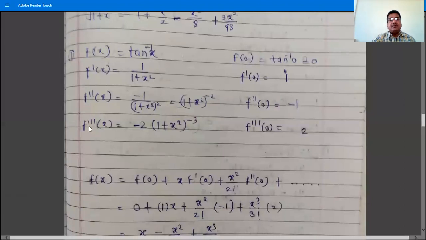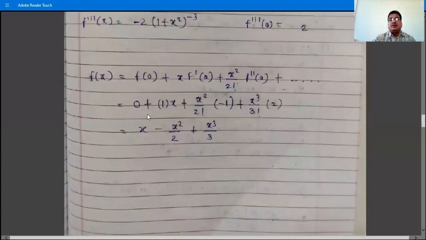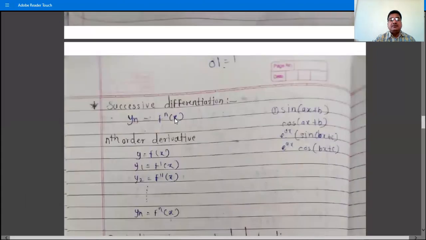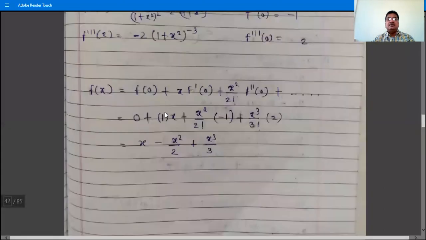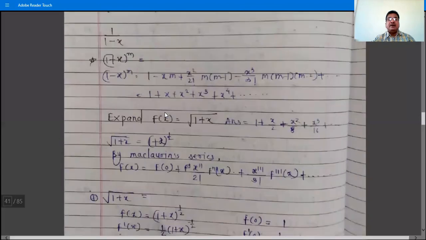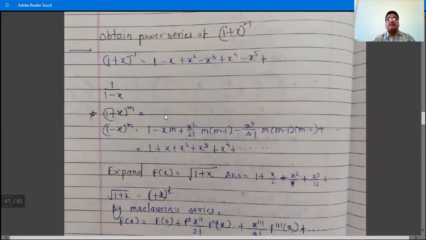Then obtain f'''(x) by using the u into v rule or u by v rule. That is 2x and (1 + x²)², meaning (1 + x²)^(-2). Write its simplification, 2x, and then find f'''(x) by using the u into v rule. So correct the problem; this is the answer of this problem. Then the next problem is about Maclaurin's theorem and Taylor's theorem, power series expansion.